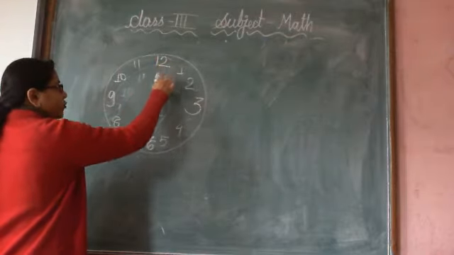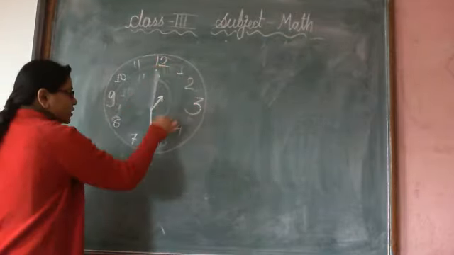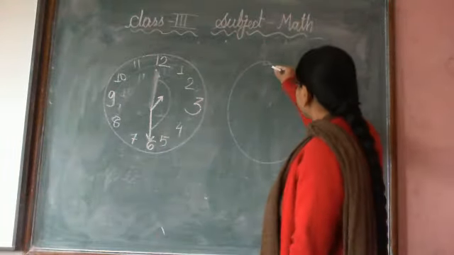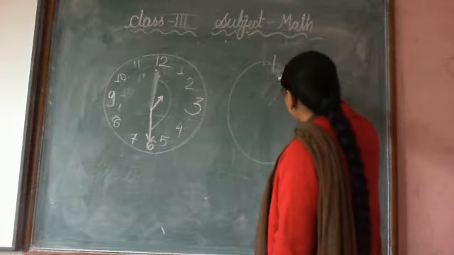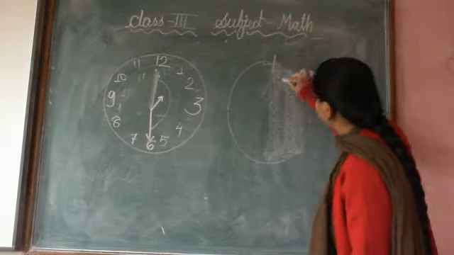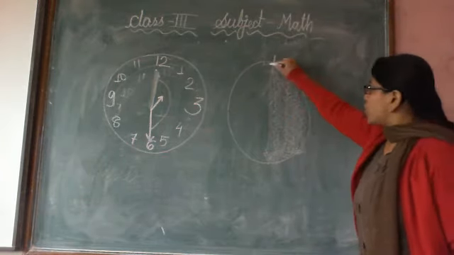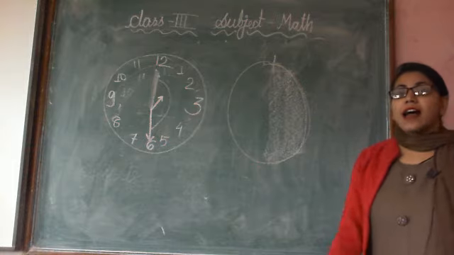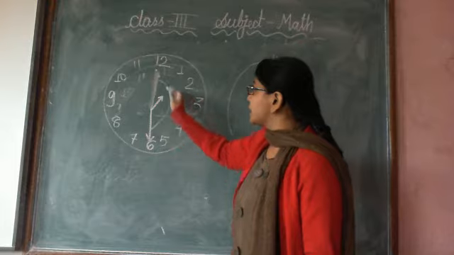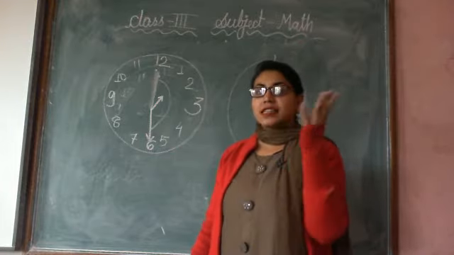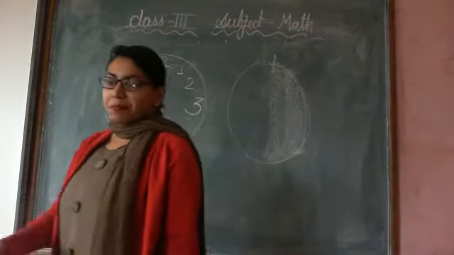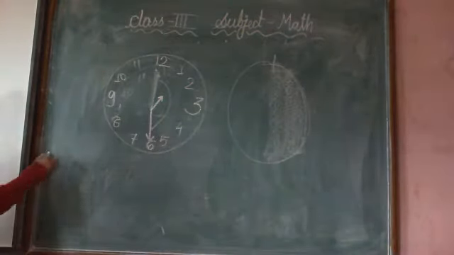The minute hand started moving and reached 6. From 12 to 6. So what did the minute hand just do? The minute hand started from 12 and reached here, which means the minute hand has covered this much part. So how much part of the circle? Half part. The minute hand has passed half part. So half past 1. Very simple.